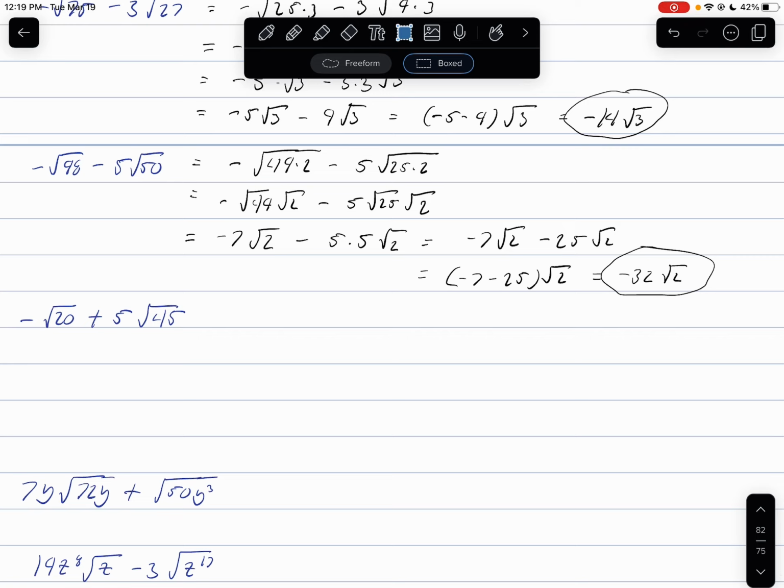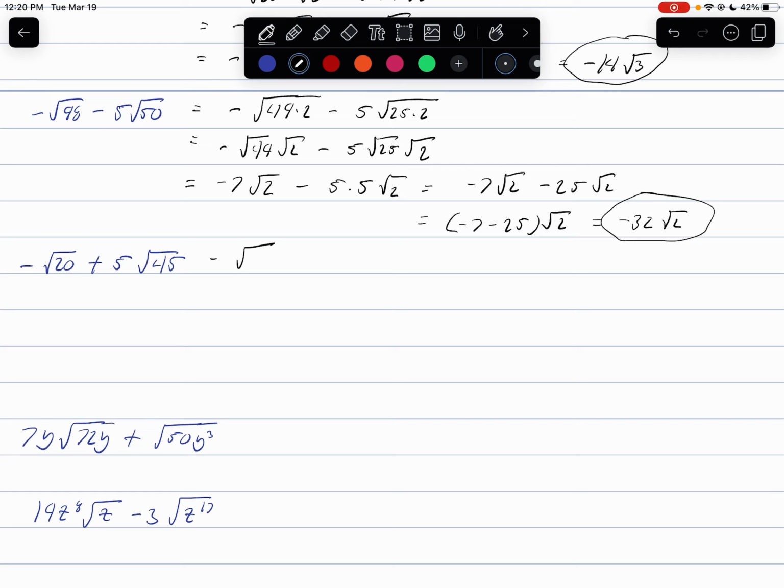Okay. How about negative the square root of 20 plus 5 times the square root of 45? So what I'm thinking here is, let's see, probably 4 and 9 would be the two that we're looking for here. So we could have negative the square root of, 20 we could divide up as 5 times 4, plus 5 times the square root of 9 times 5. That should work. So we're going to have a perfect square with 4 and a perfect square with 9. That's what we're looking for.